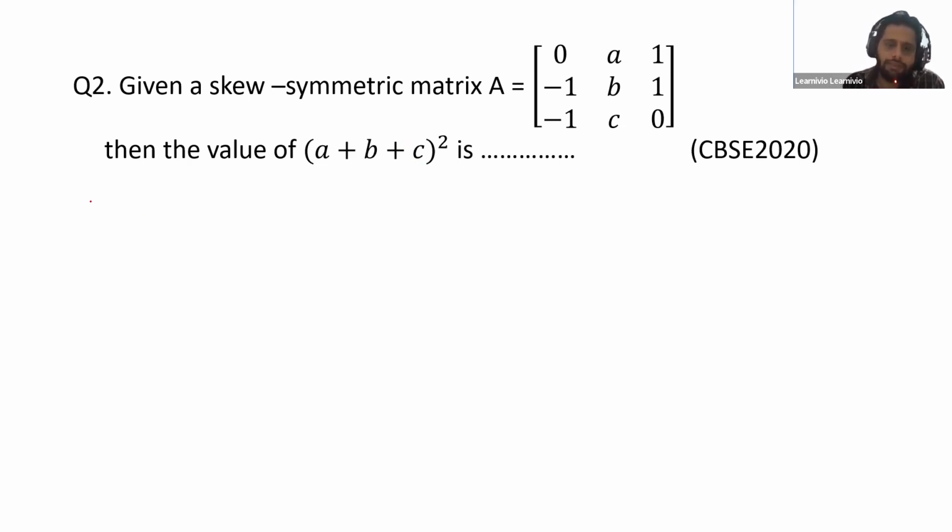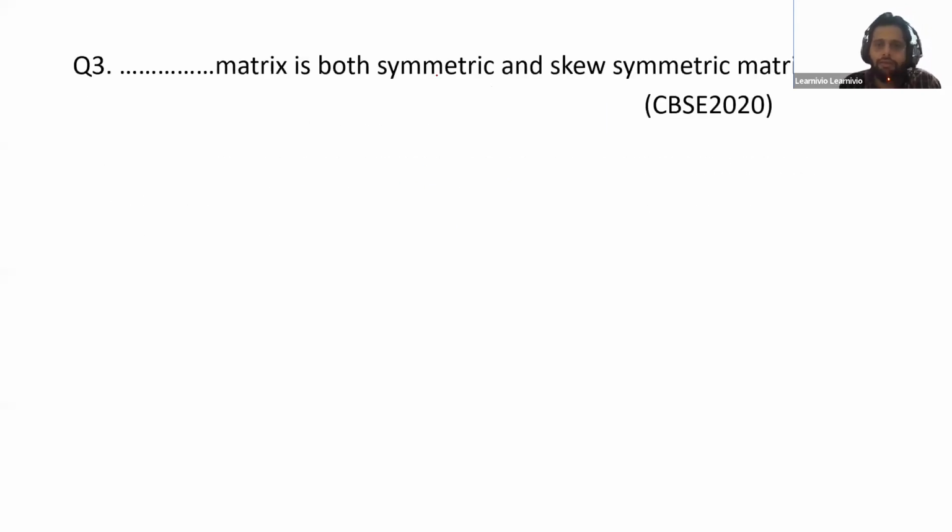Okay, so the answer is 0. Maziha, please check here. We need to find the value of A. So A is equal to 1 because these two should have opposite sign. B is equal to 0, and C is equal to -1. Now, if we add these three, we will get 0. If we do the square of that, we will get 0. So the answer is 0.